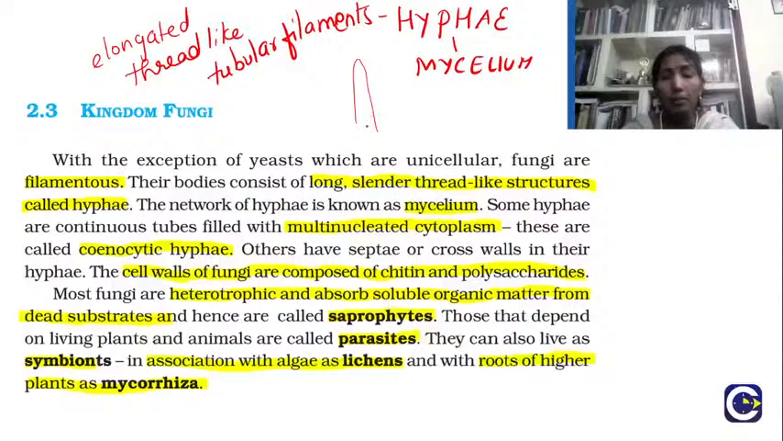And in the mycelium, what you need to understand is that sometimes they will be like continuous tubes. They are very continuous tubes filled with multinucleated cytoplasm, which we call cenocytic hyphae. Okay, that is called the cenocytic hyphae.